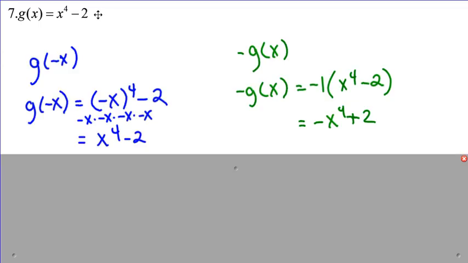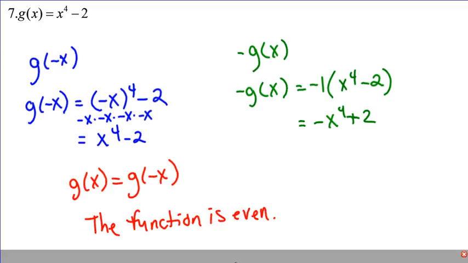Then, if it's an even function, the original should match the opposite of the inputs, reflecting it over the y-axis. And I can see that this is an exact match here. g of x is the same as g of the opposite of the inputs, g of negative x. So I would classify this as an even function.